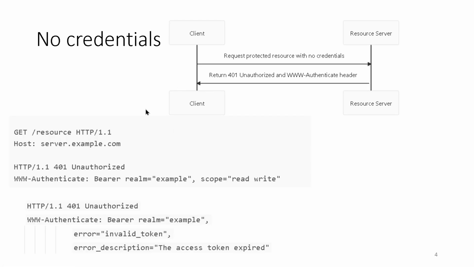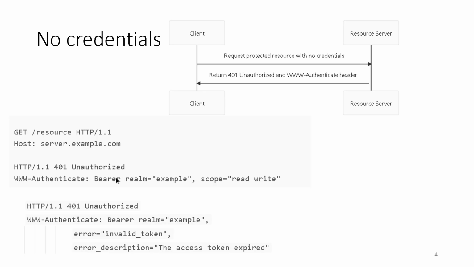In this example here, the resource server gets a request with no credential. So in this case, if the resource server gets a request with no credentials, or the credentials are not authorized, the resource server would return a 401 unauthorized status code and a WWW-Authenticate header field that indicates the required authentication scheme and parameters.